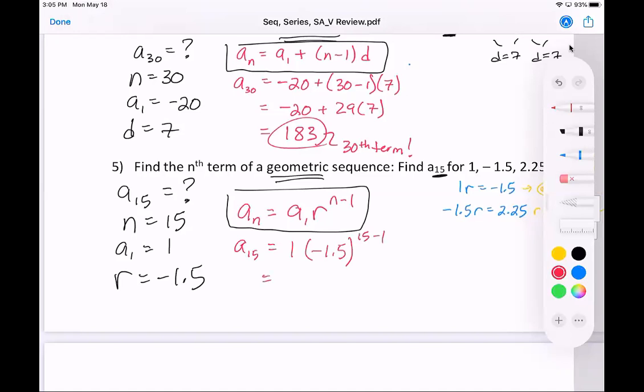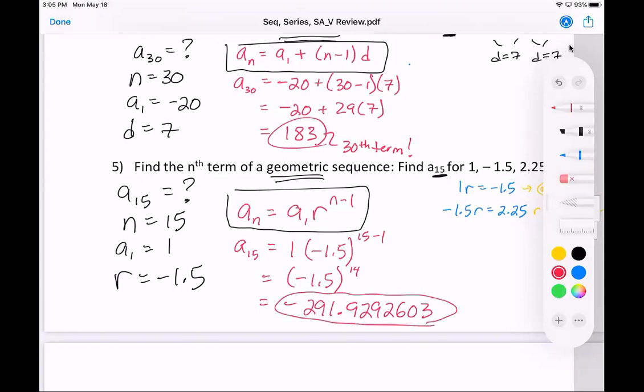So we would have basically negative 1.5. The 1 out in front isn't going to change anything. Negative 1.5 raised to the 14. And we get negative 291.9292603. So that is our 15th term in this geometric sequence.